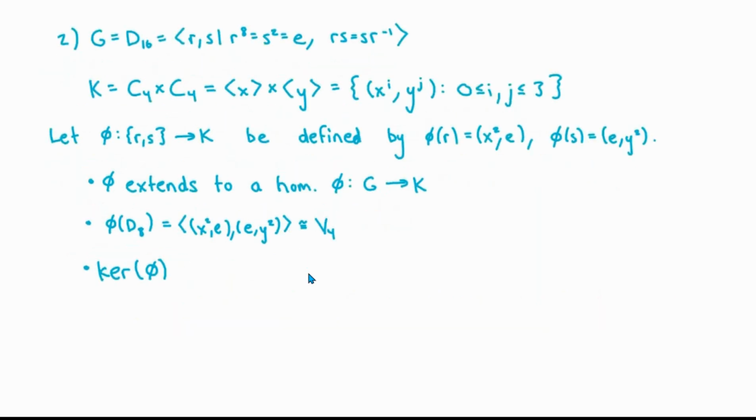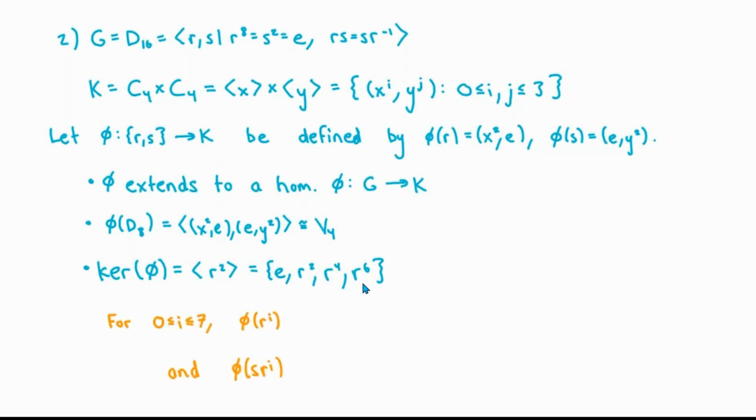And how about the kernel of this map? Well, we claim that the kernel of this map is the subgroup of D16 generated by the element R squared, which is the group of order 4 consisting of the identity, R squared, R to the 4th, and R to the 6th. To check that, we can just check what phi does to all of the elements of the dihedral group of order 16.